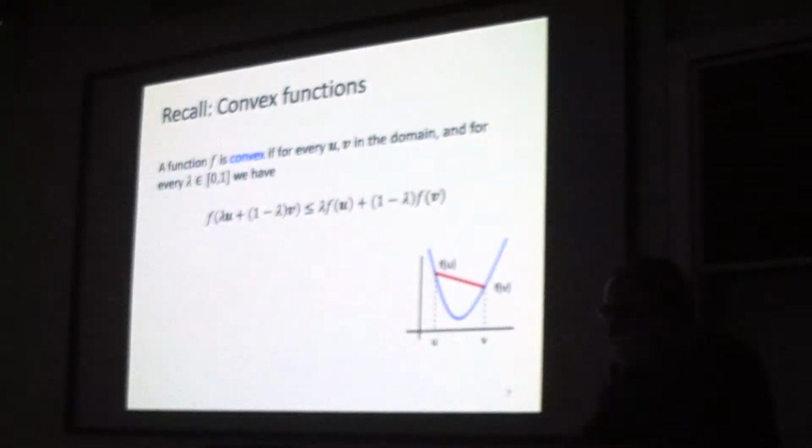Now let us recall the definition of a convex function. A function f is convex if, for every input u and v in the domain, and for every lambda between 0 and 1, this inequality holds. This inequality tells us that if you evaluate the function at a convex combination of two inputs, u and v combined with lambda, the function value is less than or equal to the combination of the function values at u and v with lambda.